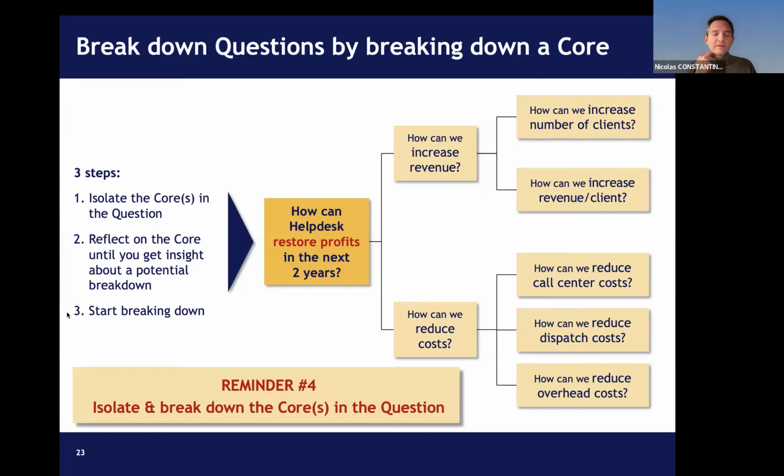All right. So I want to spend a little bit more time on this notion of a core in a question. And I want to try to really understand the difference between the core of a question and the details in a question. Okay, and this is one of those things that really distinguishes great problem solvers from average problem solvers.